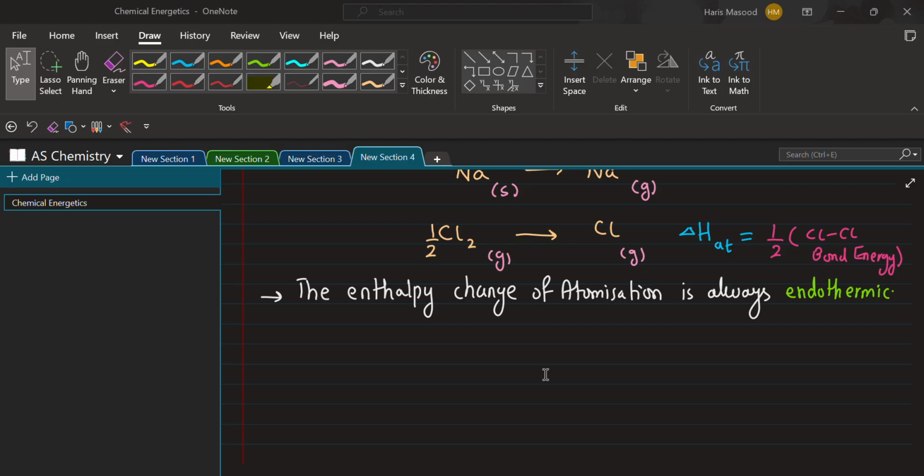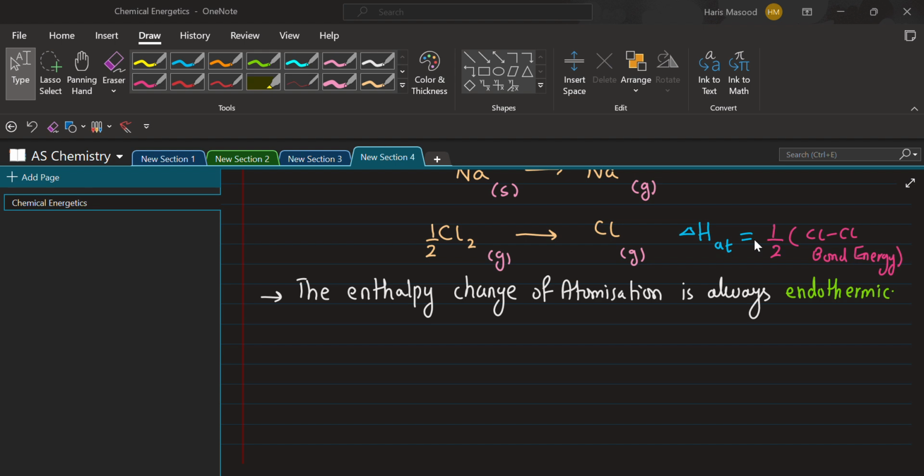Two more we have: enthalpy change of solution and hydration. Have you studied them? Because you have not studied them. Some teachers do teach them, because they are included in your A2 as well. So you will be studying them in detail in A2.